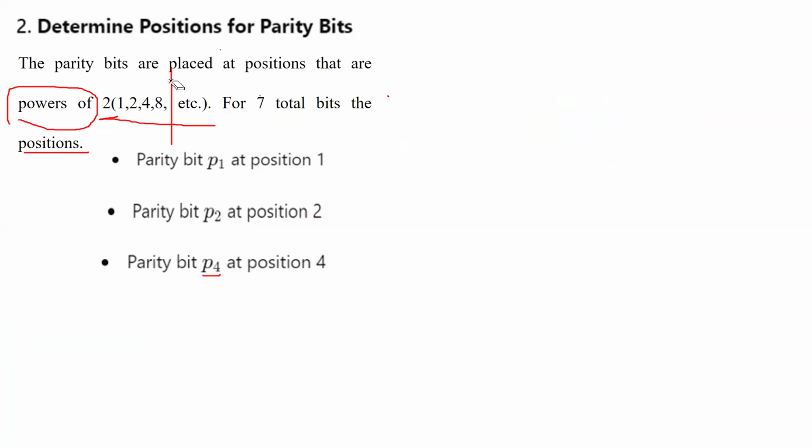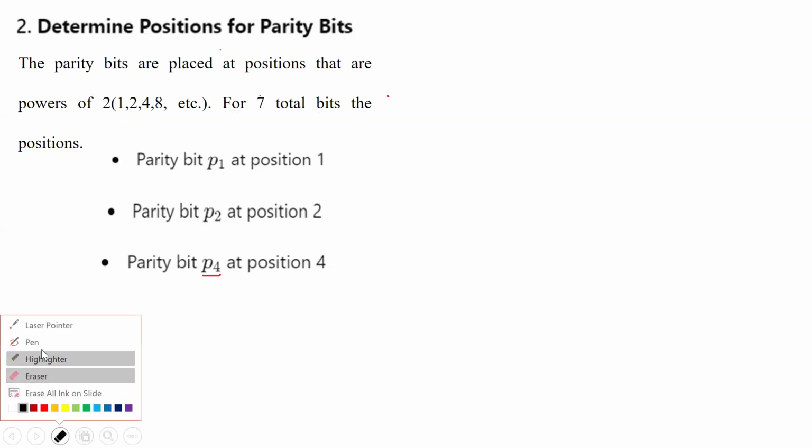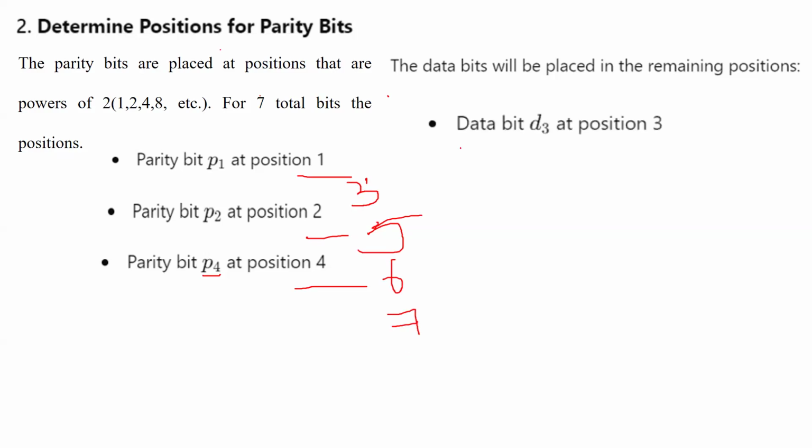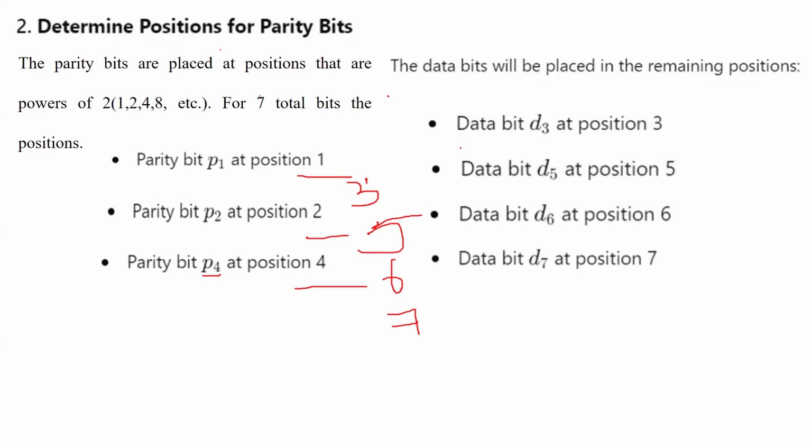Now let us go on. We have found the positions of the parity bits. Now we need to know the positions of the data also, right? The remaining positions will be considered as positions of the data bits. 1, 2 and 4 have gone to the parity bits. The remaining are 3, 5, 6 and 7, so 4 bits. The first data bit D3 is at position 3, the second is at 5, the third is at 6, and the fourth is at 7.